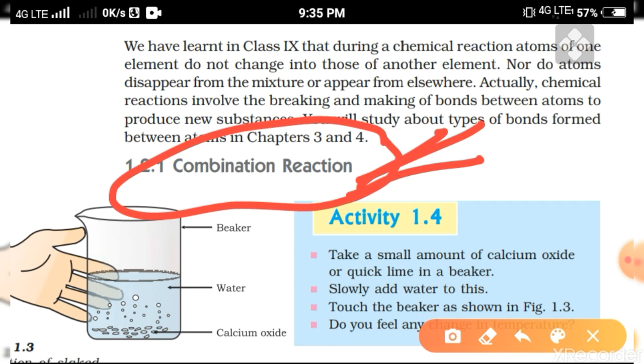When two or more elements, atoms or molecules combine together in a chemical reaction, and after the combination only a single product is formed, that is known as a combination reaction or addition reaction. Addition means adding two reactants, molecules or atoms. The same thing happens here.